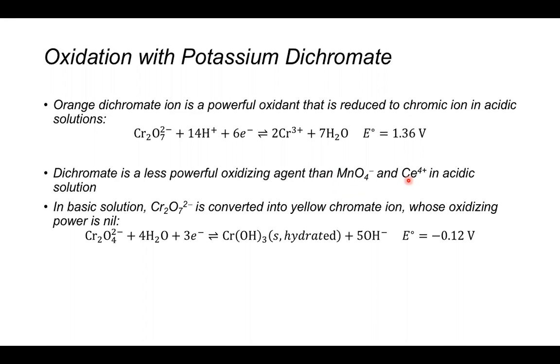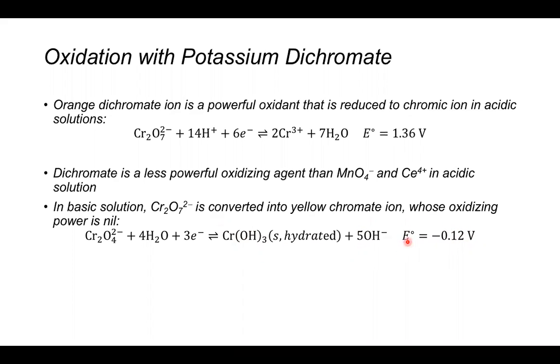In basic solution, dichromate is converted into yellow chromate ion, whose oxidizing power is nil. So we have here the chromate ion plus water plus 3 electrons gives the hydrated chromium, chromic hydroxide, plus 5 hydroxide ions, and this has a reduction potential of minus 0.12 volts. The reason the oxidizing power is nil is that this is a negative value, which means it doesn't want to receive an electron.